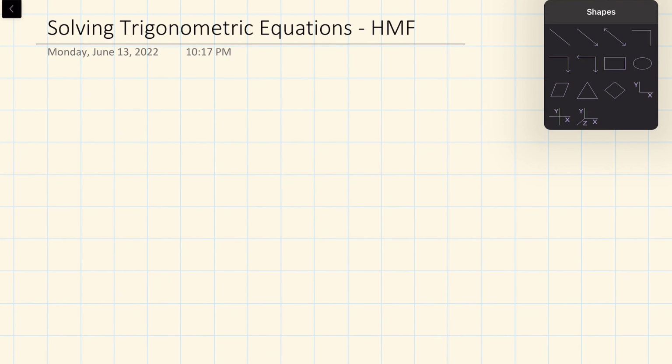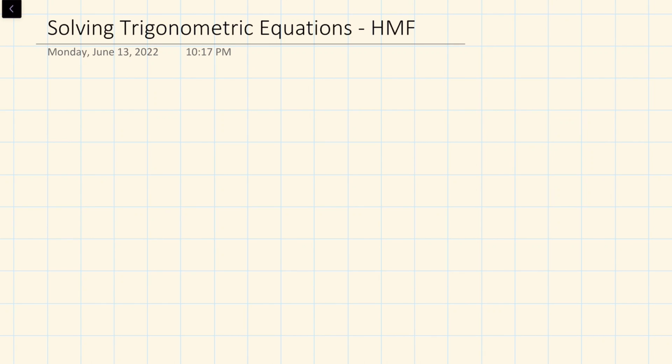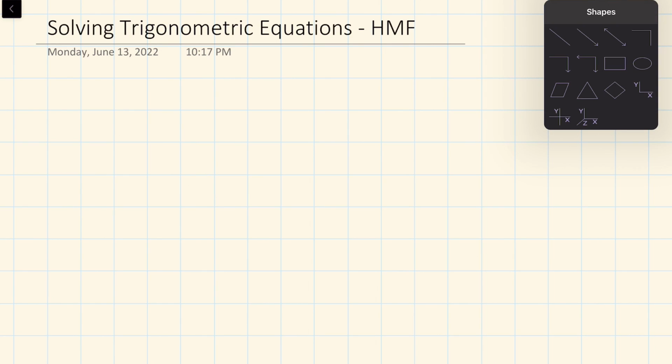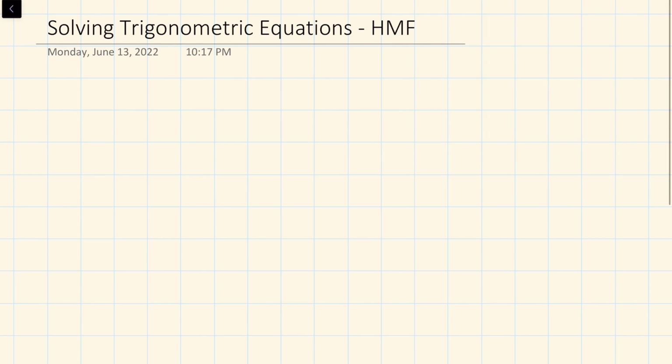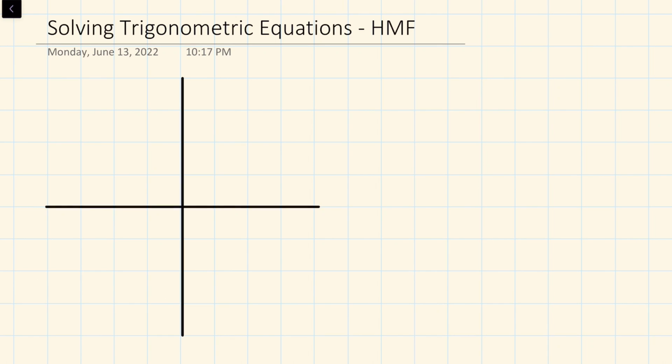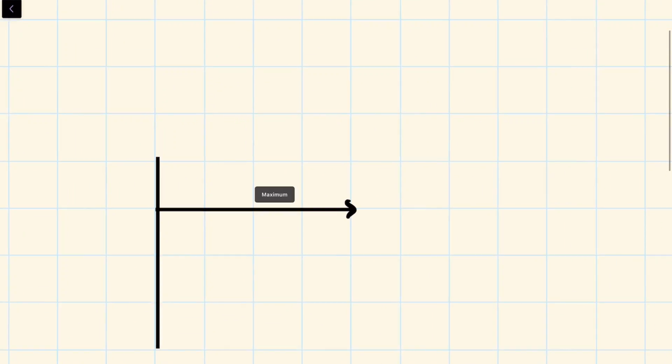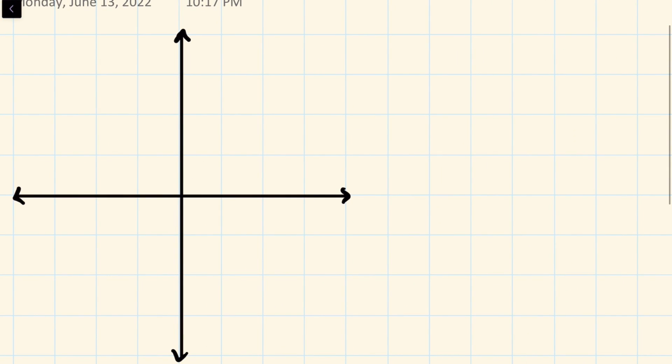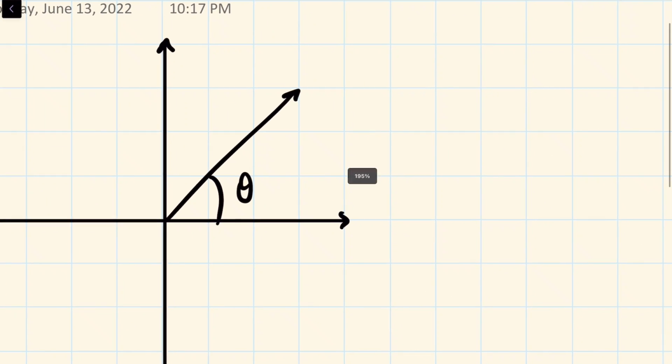So, what I'm gonna do first before I get into solving trigonometric equations is just review the radian system here. Okay, so we have our Cartesian plane here, right? And we have some arm, right? And an angle theta, right?